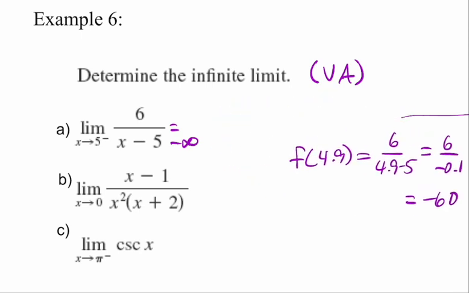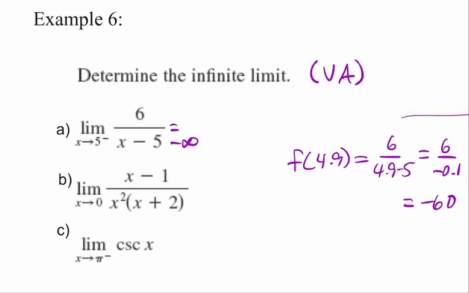So if we recognize that it's a vertical asymptote, and if we plug in something just to the left of the number we're approaching, if there's a little negative symbol there, and you get a positive number, it's positive infinity is your answer. If you get a negative number, it's negative infinity.